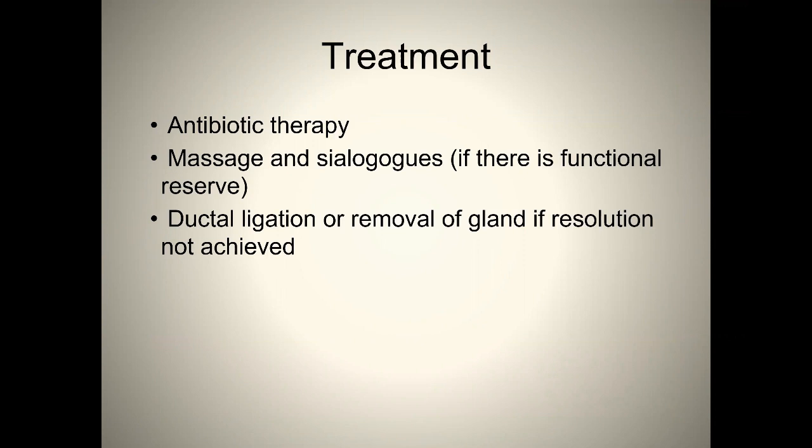And the most common treatment that we recommend is warm compresses, massaging the gland by rubbing it and trying to promote the secretion, and sialagogues if there's functional reserve. So if you can increase the salivary flow and the amount of saliva, it may be able to push through the compression of the duct or whatever's obstructing it and go back to a normal flow. Unfortunately, if the gland is not functional, the duct needs to be tied off, or the gland itself needs to be removed if it's completely sclerosed.